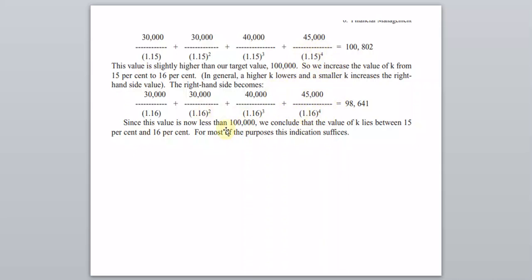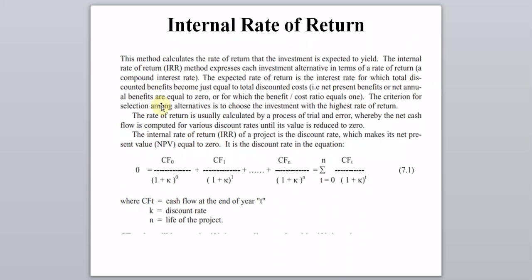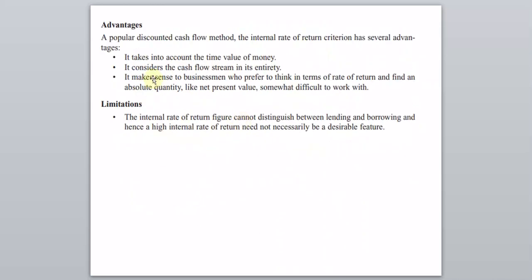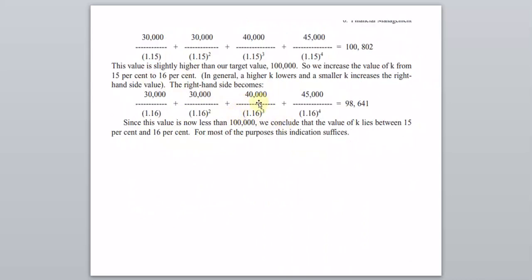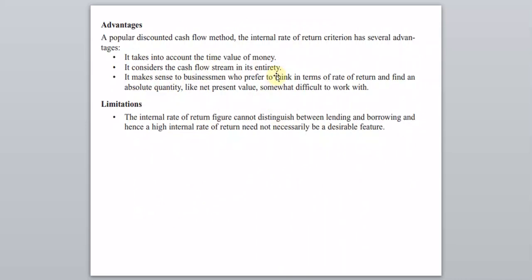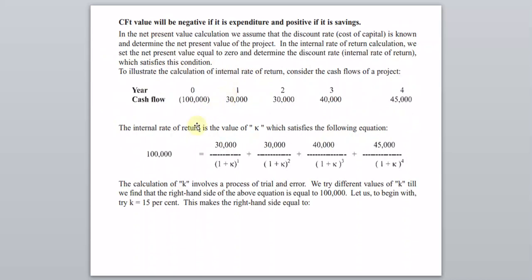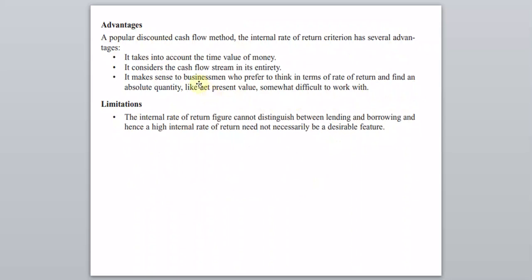Now this is about the internal rate of return. There is an example, and we are going to see the advantages. This is a popular discounted cash flow method, and it has several advantages. It takes account of the time value of money, so it can account for the present value of money and the future value of money also. It also considers the cash flow stream. Cash flow is very important in this case, because without cash flow, calculation of this term is impossible. So it considers the cash flow stream.